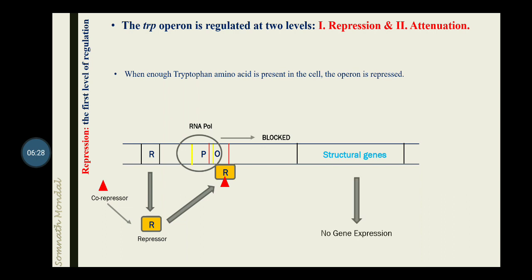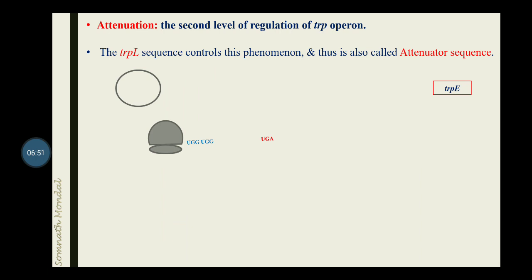That is, the biosynthetic enzymes, the enzymes taking part in the tryptophan biosynthesis will not be formed, and no excess amount of tryptophan will be biosynthesized. So that is a very good economical use. Now coming to the second level, that is called attenuation. So attenuation means a premature stoppage. The TRPL or TRP leader sequence controls this phenomenon of attenuation, and thus is also referred to as attenuator sequence.